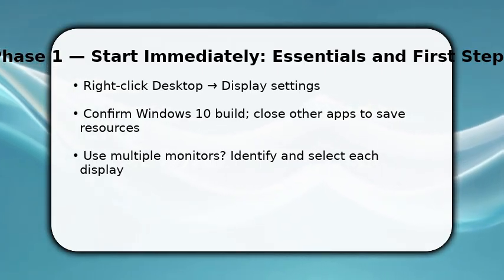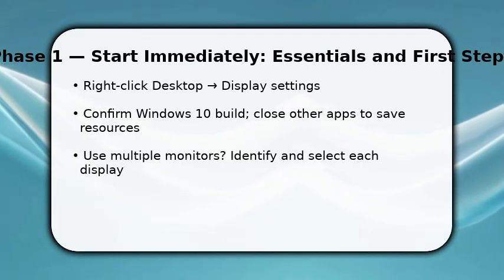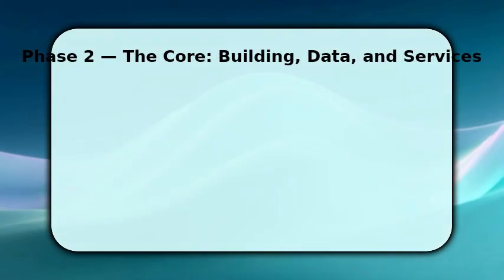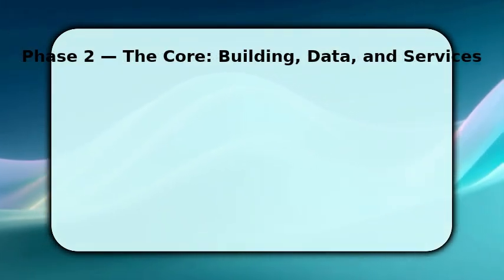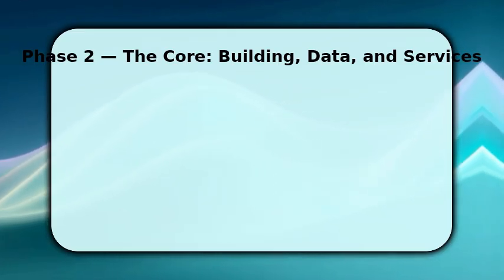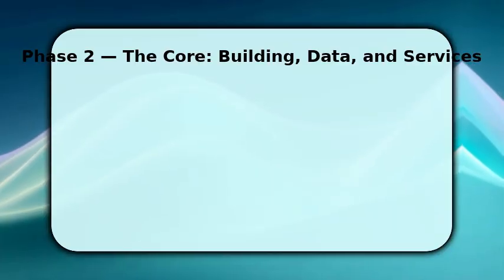Now select the display you want to change and get ready to adjust scale, resolution, and orientation in the next step. You will now adjust resolution and scale to balance clarity and readability. First, set scaling to the recommended percent or enter a custom value between 100 and 250 if text appears too small or large.